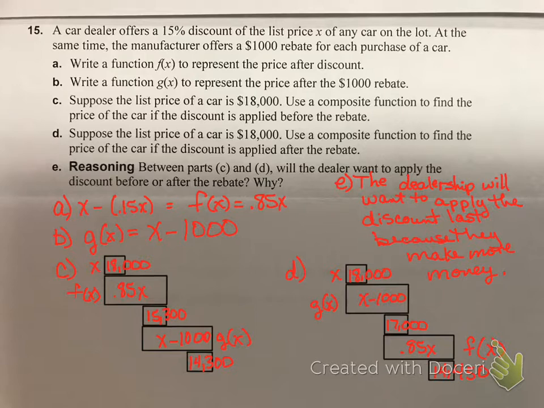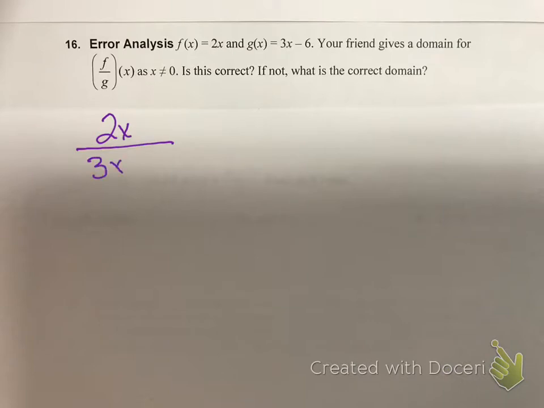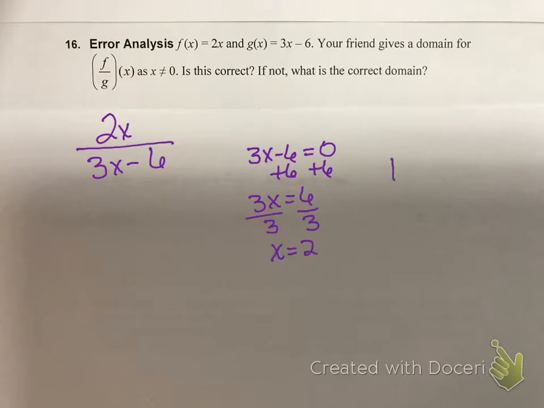Okay? All right, let's look at some more compositions. Oh, no, this is the error analysis. It said that your friend said the domain did not include 0. Well, we took our denominator and set it equal to 0. We ended up with x equal to negative 2. So our domain is actually all real numbers except negative 2. So your friend wasn't correct. Okay, let's take a look.